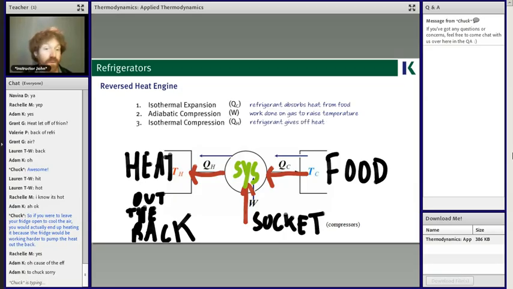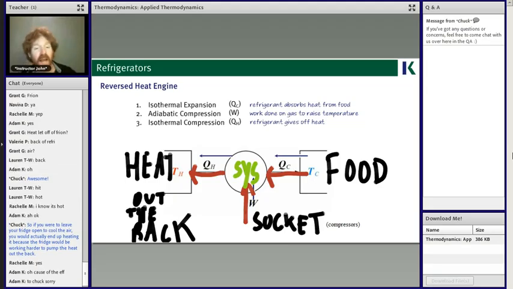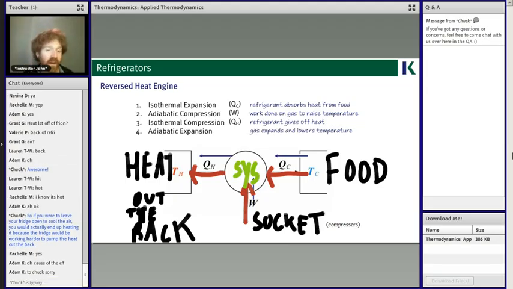That's your isothermal compression. Once again, if you are not changing temperature, then you must have heat entering or leaving. And then finally, we adiabatically expand it. Once again, it gets back to low temperature and we repeat the process. But once again, the main idea is really efficiency in terms of order of operations. You're going to put energy into this to move heat from one place to the other. So you're pulling it out of the food, pumping it out the back of the fridge through the use of these compressors. And you've got the formula on the bottom.